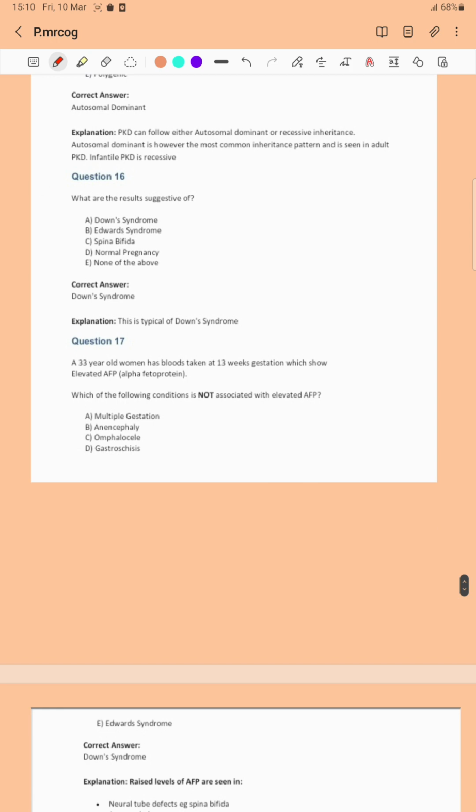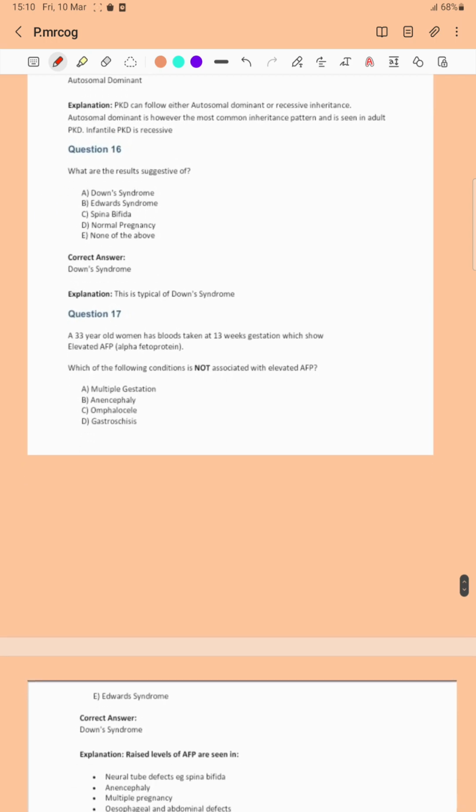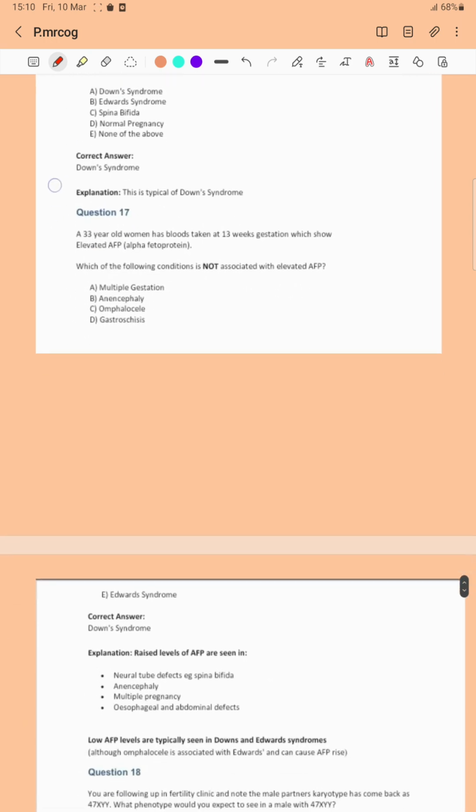Next question: what are the results suggestive of? So let's see the results. Here is the question. Okay, here they haven't given us the options and results. So let's see the next question.